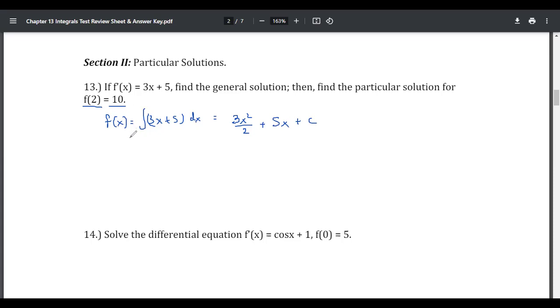Then you put in f of 2 equals 10, and wherever the x is, you put in 2. So 3 times 2 squared over 2 becomes a 6, plus 10, plus c. Then you subtract what's on that side, so c equals -6. Wonderful.